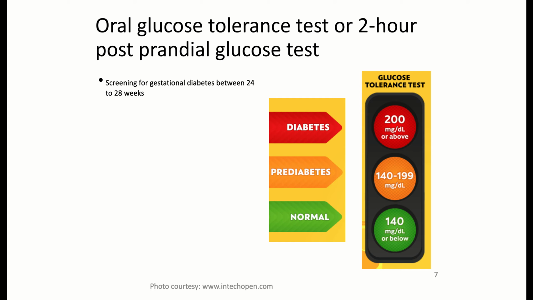Blood samples are taken prior to consuming the drink to get a fasting level, then again at 1 hour and 2 hours after glucose consumption. The diagnostic value is based on the blood glucose level 2 hours after glucose consumption. At 2 hours, a blood sugar level below 140 milligrams per deciliter is considered normal. 140 to 199 milligrams per deciliter indicates prediabetes, and 200 milligrams per deciliter or higher indicates diabetes.